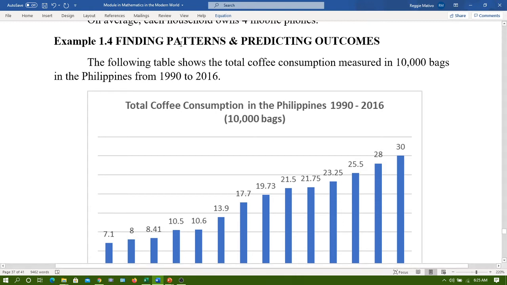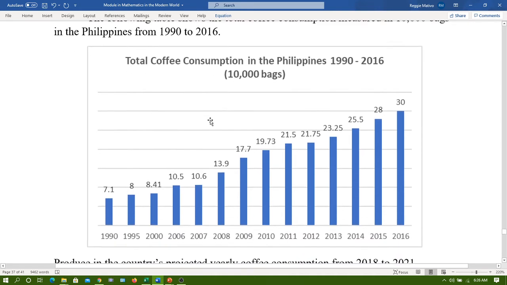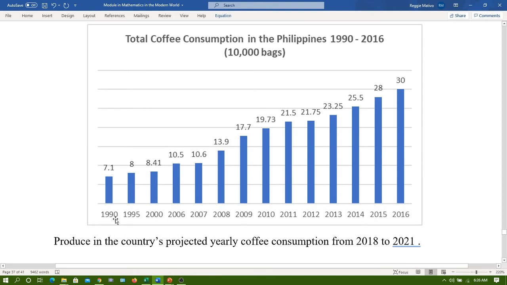So the following table shows the total coffee consumption measured in 10,000 bags in the Philippines from 1990 to 2016. Okay, so we have from 1990 to 2016. What is our problem that we need to solve? We need to produce the country's projected yearly coffee consumption from 2018 to 2021.